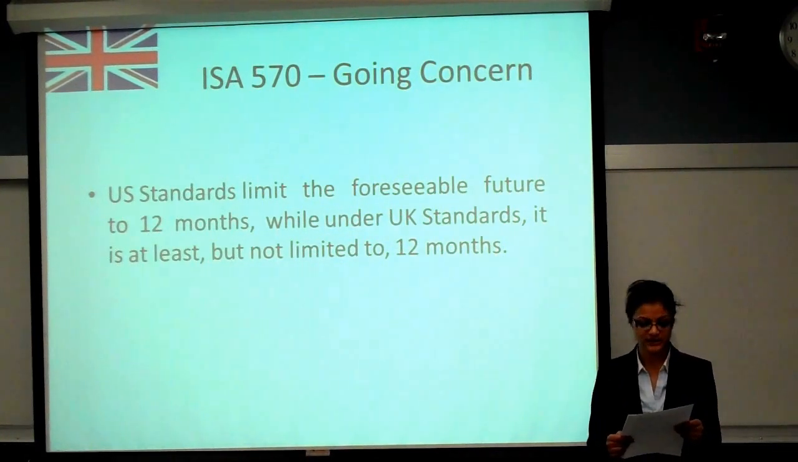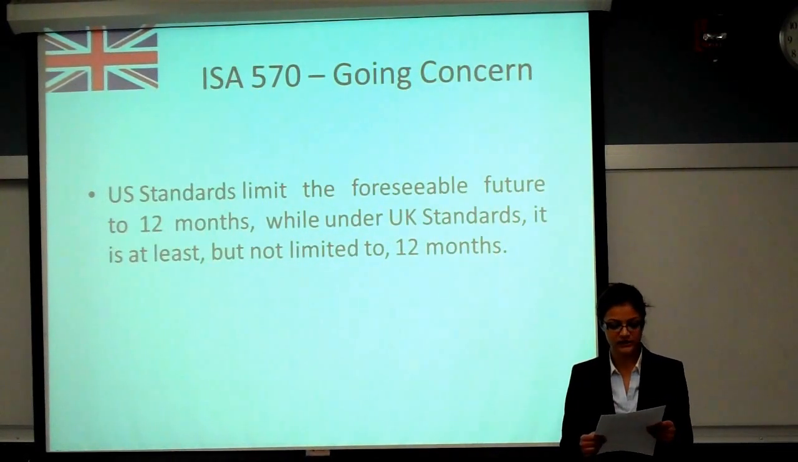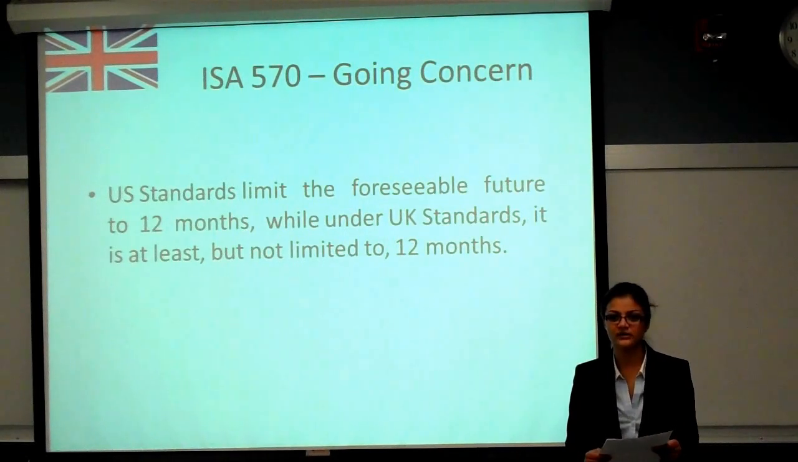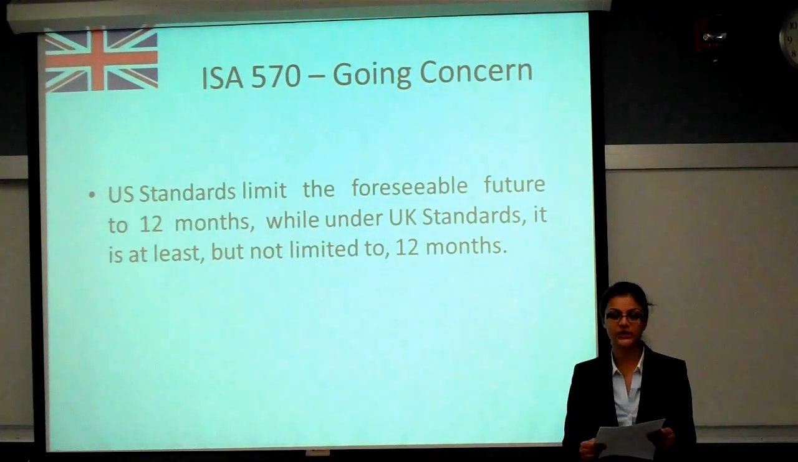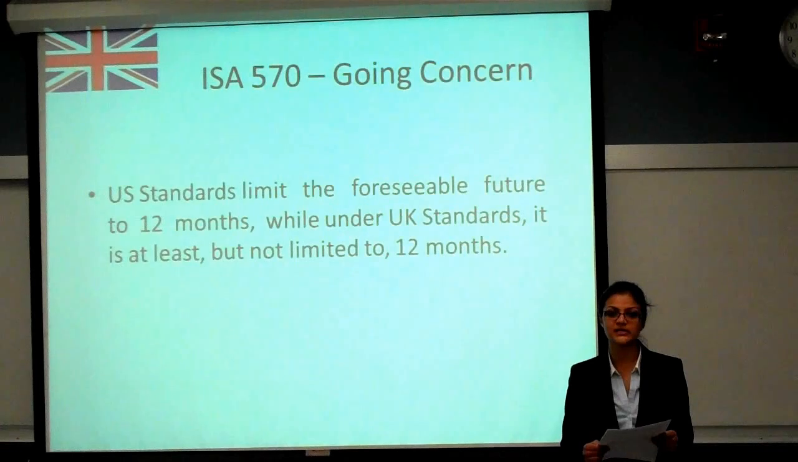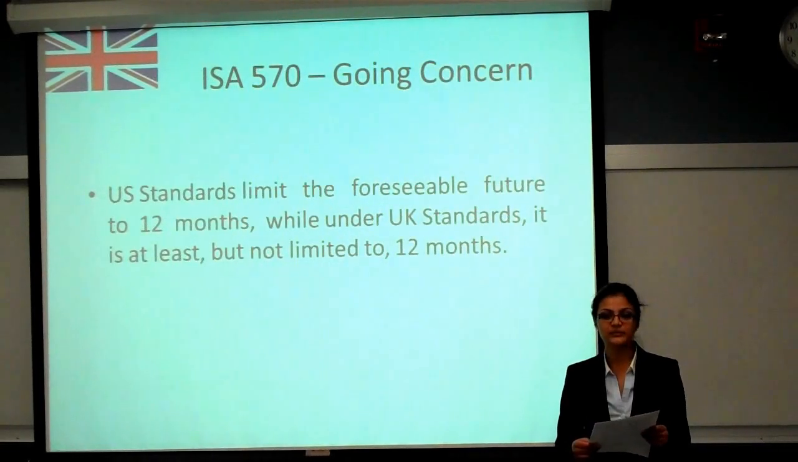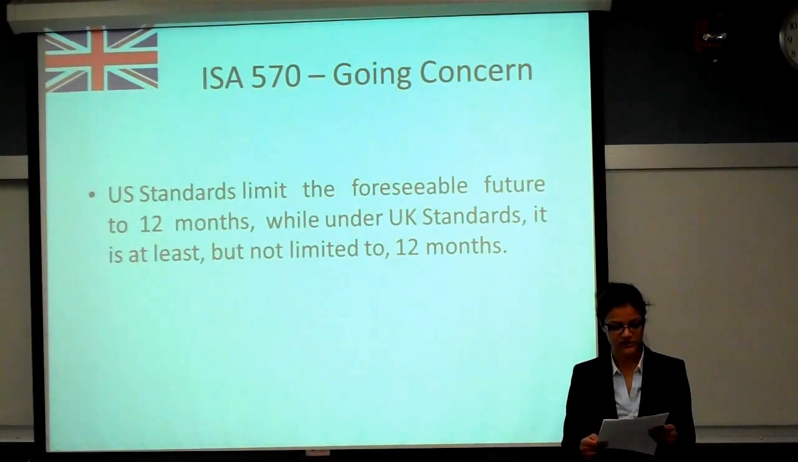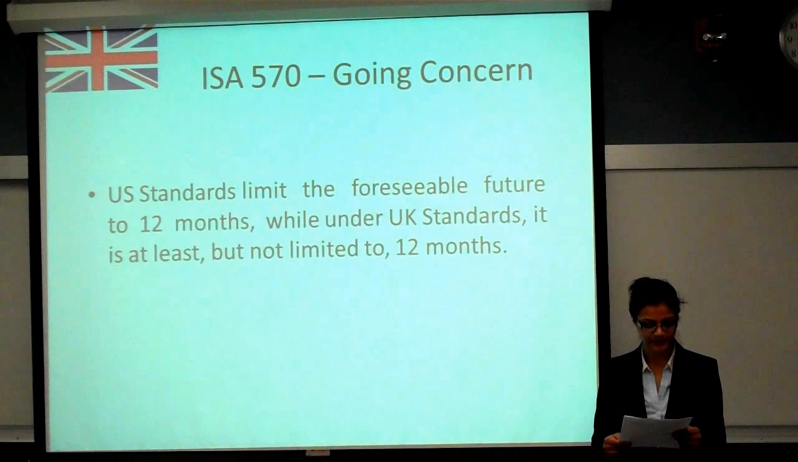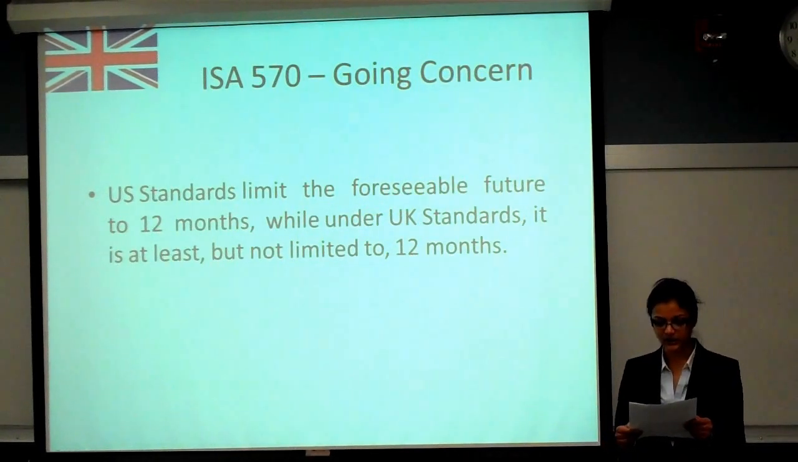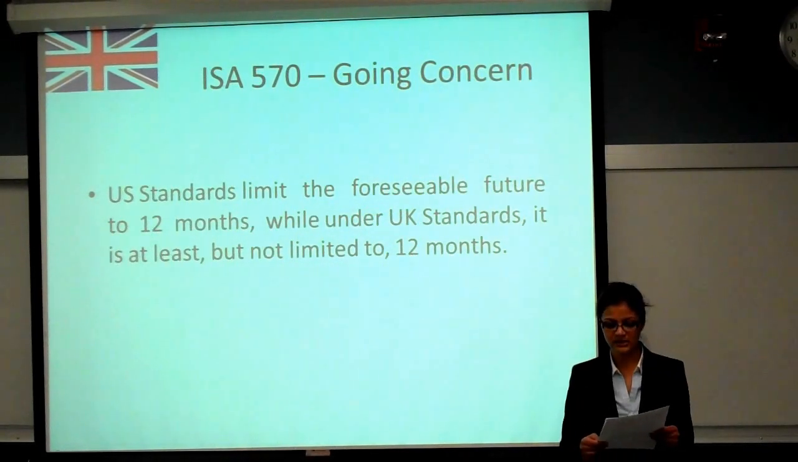However, in the United States, the US standards require the auditor to evaluate whether there is substantial doubt about the entity's ability to continue as a going concern for a reasonable period of time. That is, it limits the foreseeable future to 12 months from the date of the financial statements being audited. This is a major difference, but the other difference is in the language.